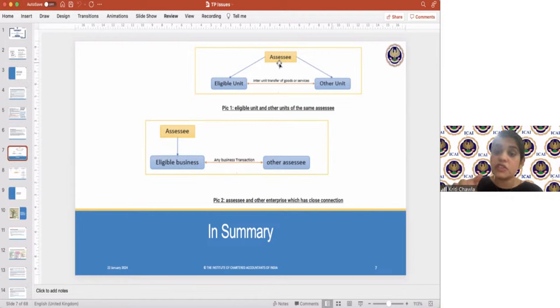And if transfer pricing provisions are applicable, they will have to make sure that this is at ALP. But for this purpose, you have to make sure that the value of the transaction between these two units is more than 20 crore rupees in 1 year.